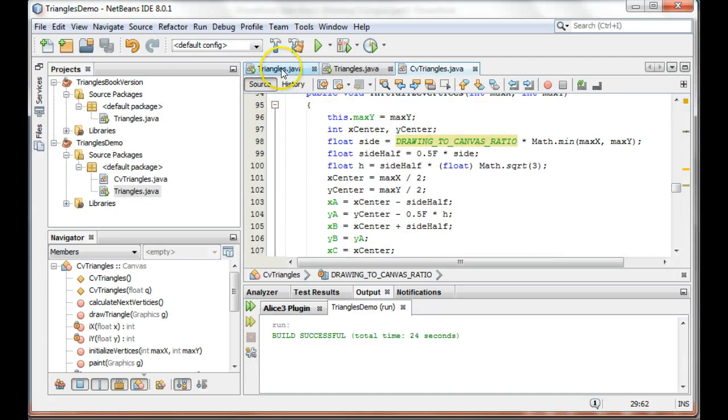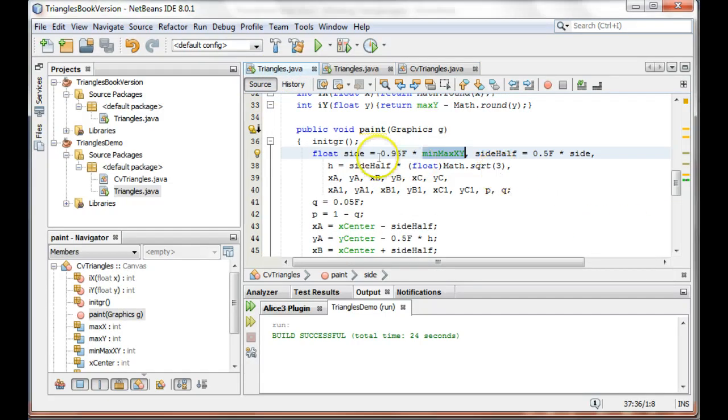Let me flip back a second to the book version. Side half seems pretty straightforward. We're multiplying side by 0.5 to get the side half. We'll have to think for a minute why we need the side half. Well, look right here at what's happening. We have this h equals the side half times the float of math dot square root of 3. So that's our h. So let's think about that.